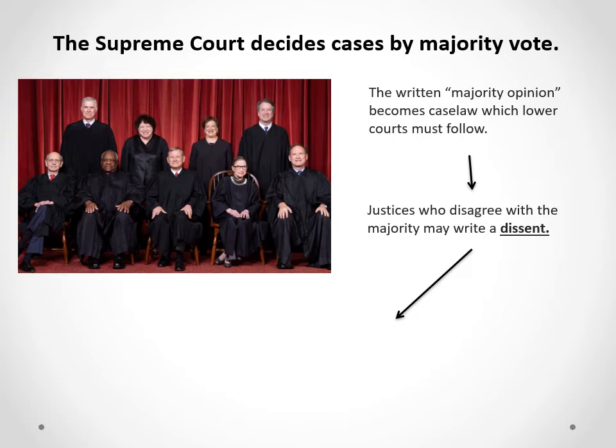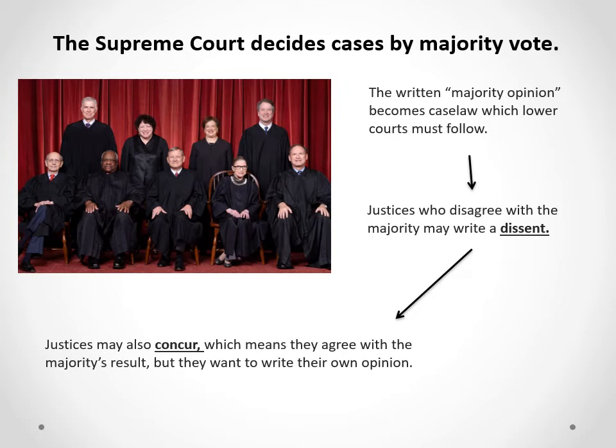By writing a dissent, justices who disagree with the majority are hoping that at some point down the road their point of view will become the majority, and perhaps this case law will get overturned. Okay, so the dissent is kind of like a roadmap for people who might want to try to overturn a certain case going into the future, but it has no binding power like the majority opinion does.